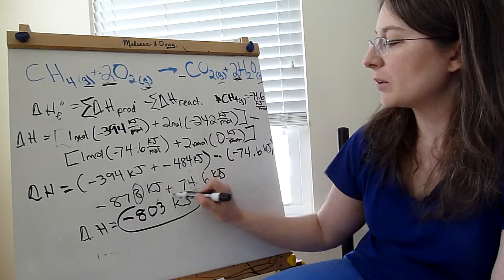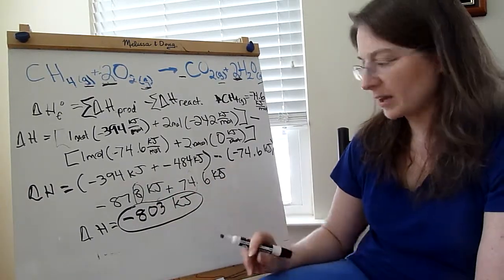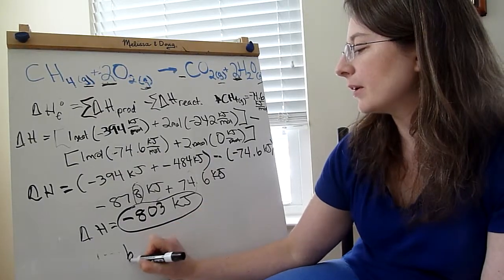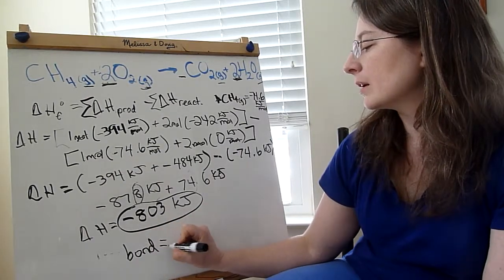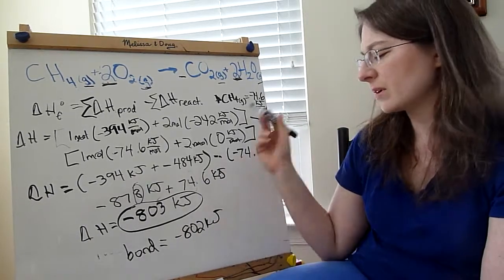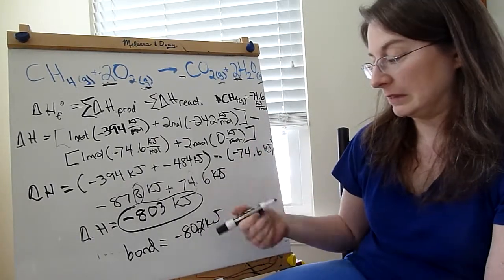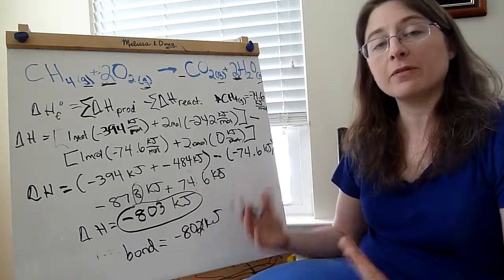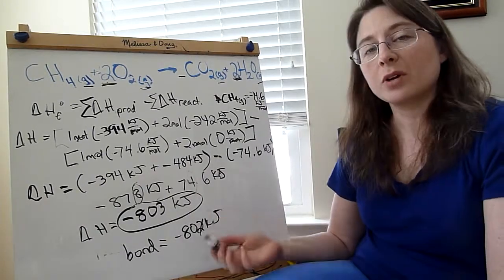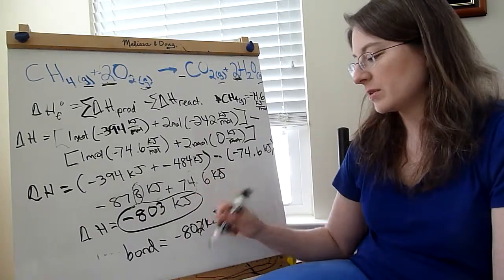So, when we did it via bond energy, we got, I think, negative 802 kilojoules, or negative 804. It was very, very close. I don't remember if it was 802 or 804, but very, very close. So you can see that even though Hess's law is more accurate, we get pretty close either way we do it.